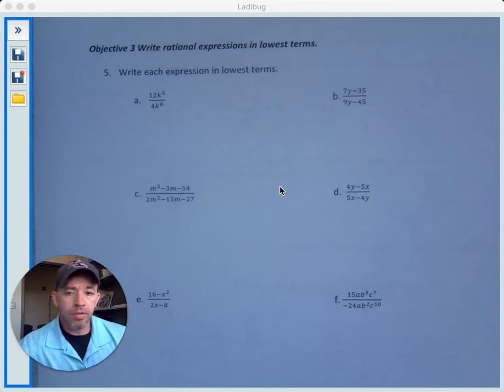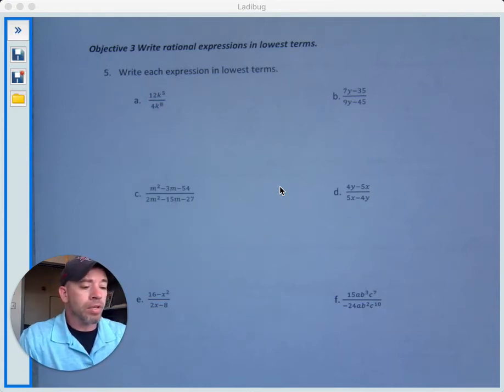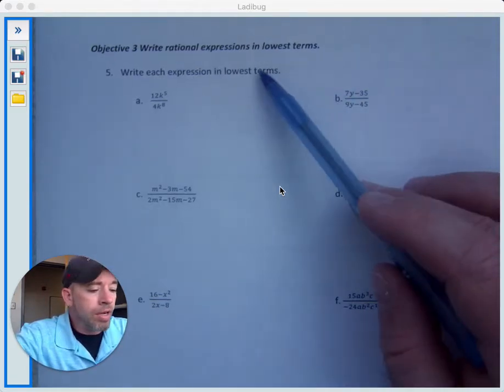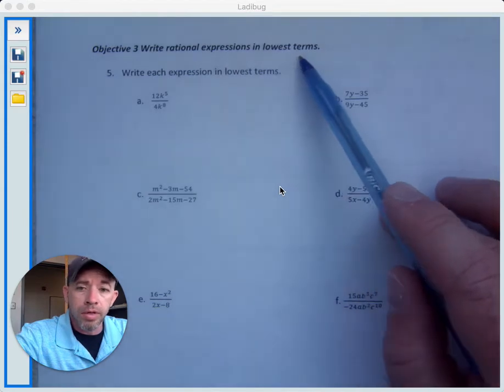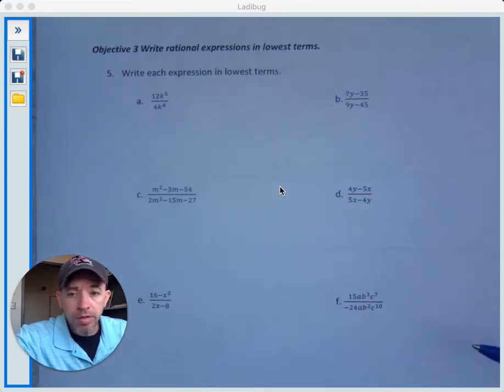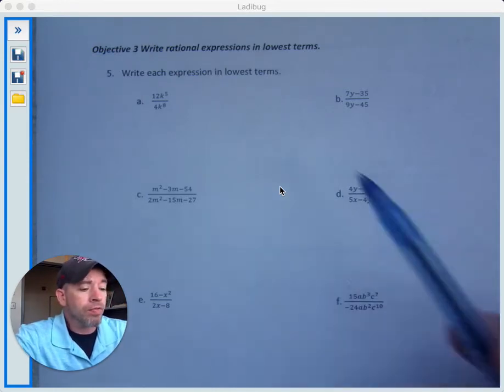Alright, we're on page 2 of the 6-1 notes, continue to talk about rational expressions. What we're going to do in the next objective is to try to write rational expressions in what we call lowest terms. Again, we want to factor out any common factors until the greatest common factor of the top and bottom is 1. So let's look at this first one here.